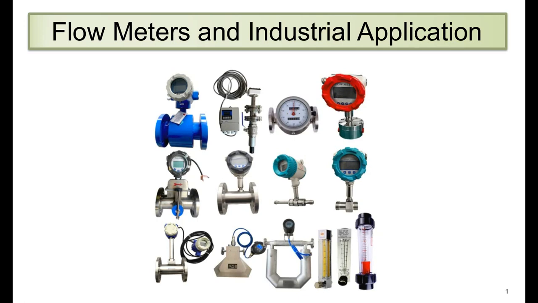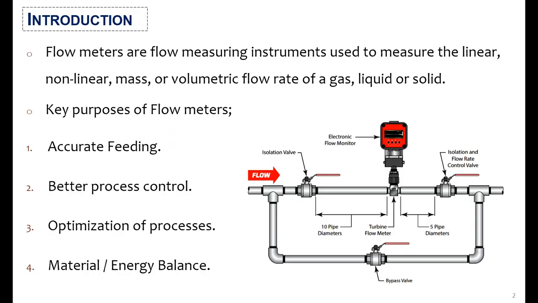In this video, you will learn about the flow meters and their industrial applications. Flow meters are flow measuring instruments which are used to measure the linear, non-linear, mass or volumetric flow rate of a gas, liquid and sometimes solid. Key purposes of flow meters are to get accurate feeding, better process control, optimization of processes, and estimation of material energy balance.